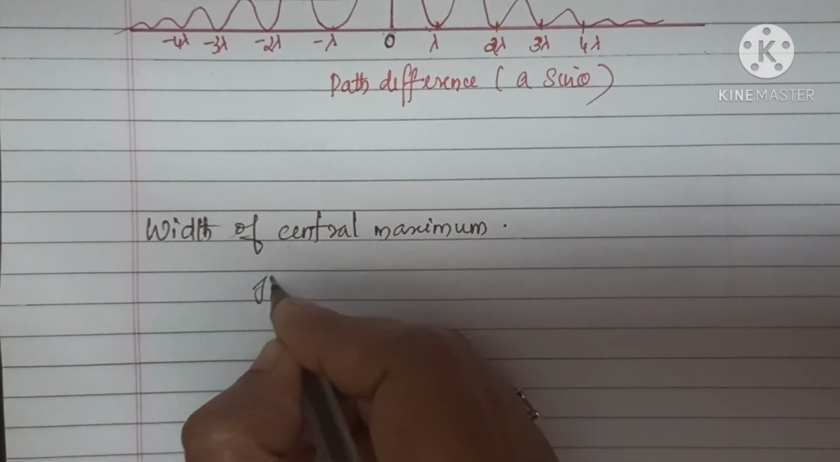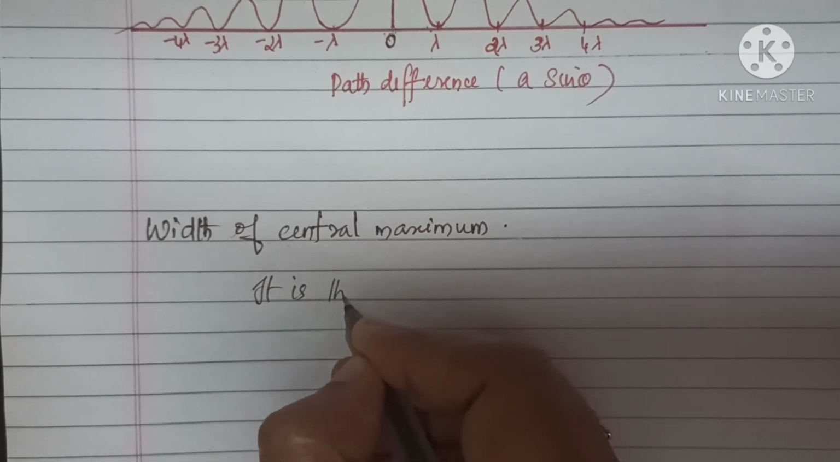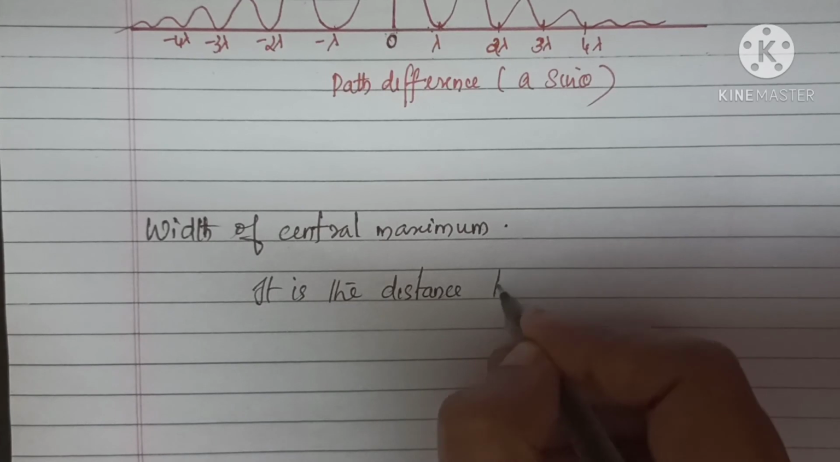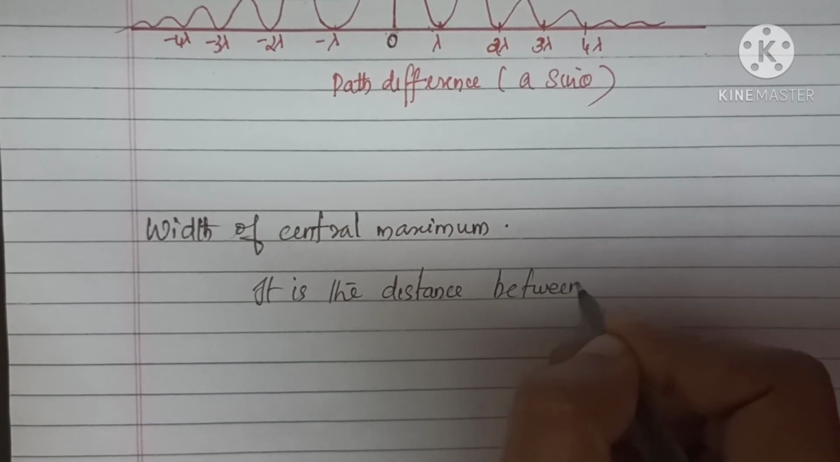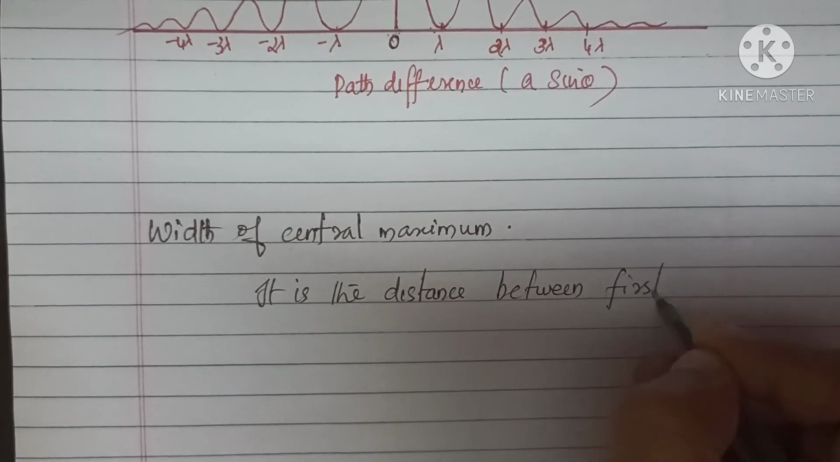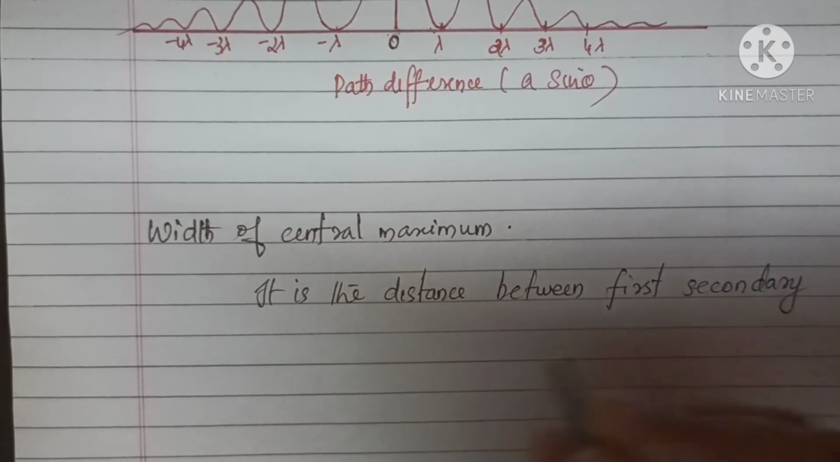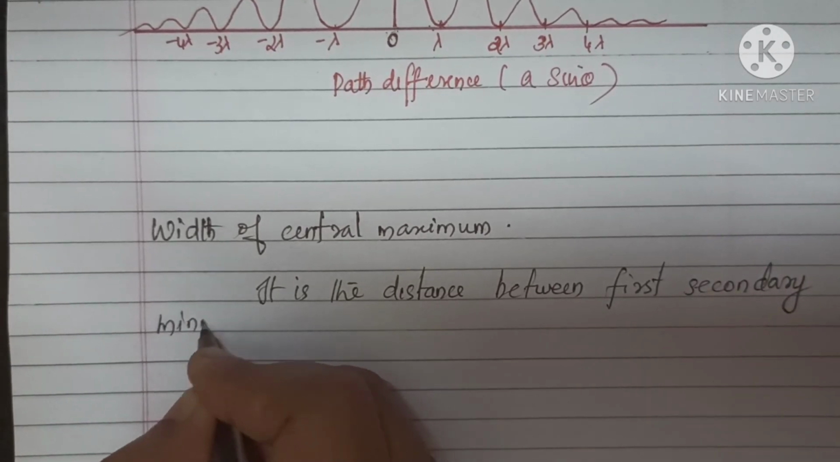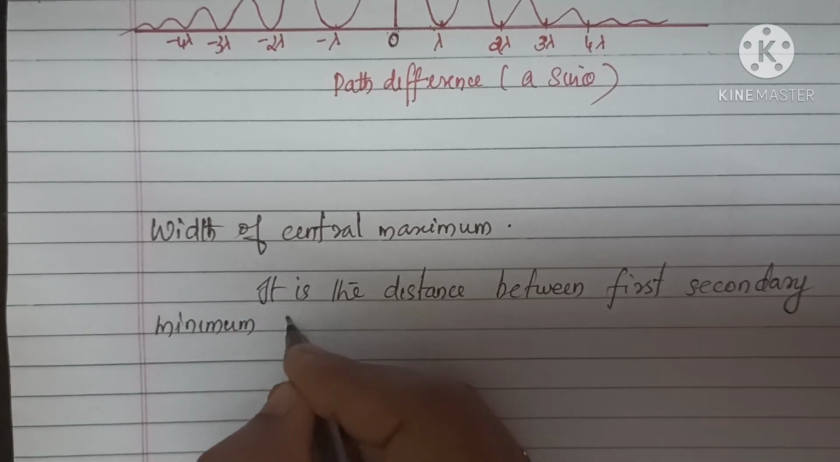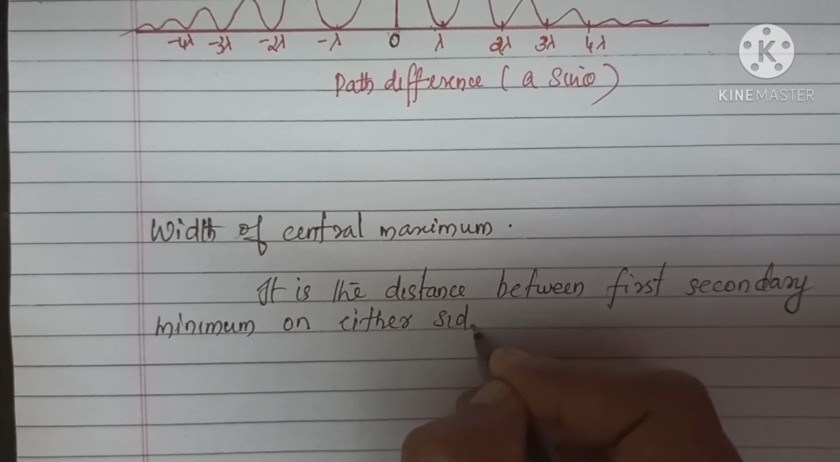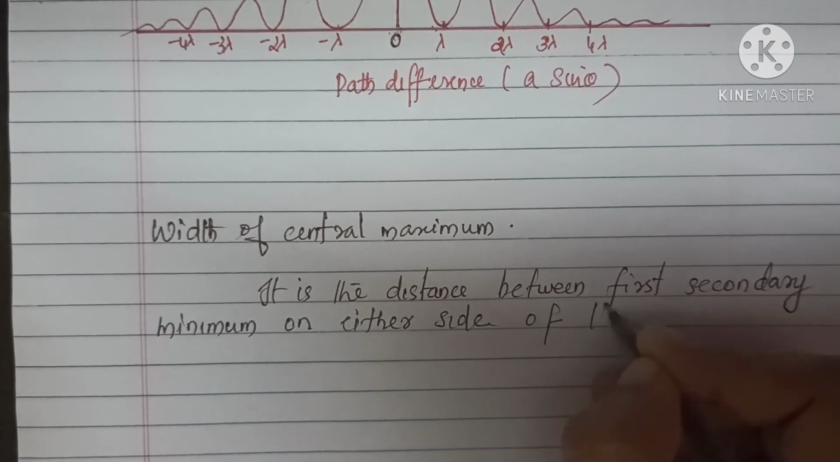It is the distance between first secondary minimum on either side of the central maximum.